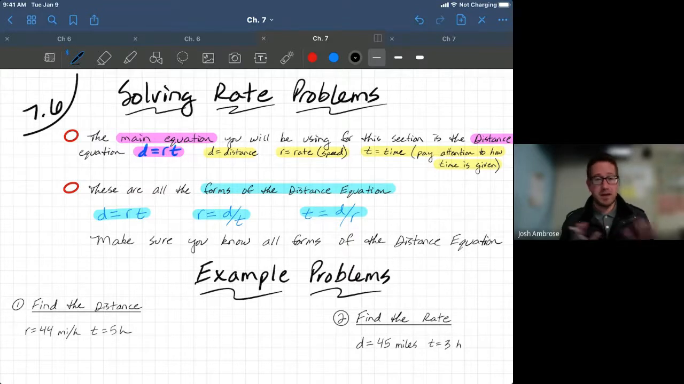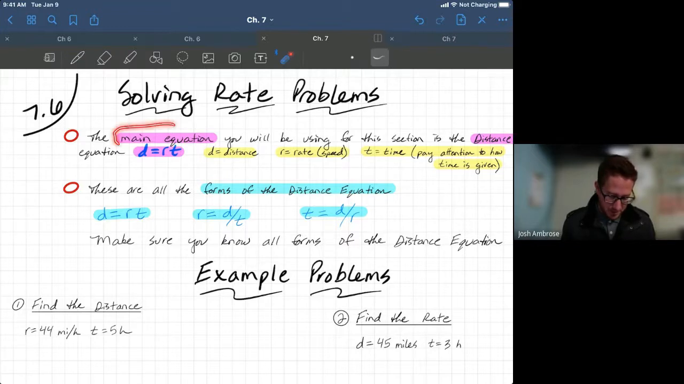Okay, so the main thing on this whole section is this right here, the main equation. Boom, right there. That's the main equation. And then this is the breakdown. D stands for distance, R stands for rate. Again, think of that as speed, like miles per hour or feet per second. That's going to be a speed. And then time right here.